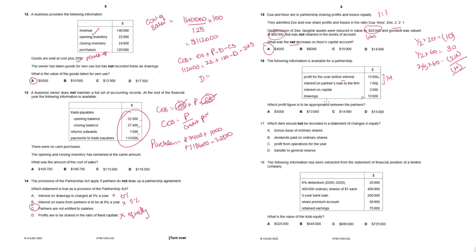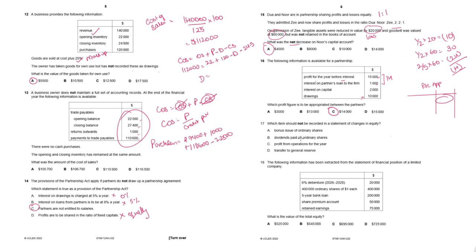So when they ask you which figure is to be appropriated, what they are trying to tell you is that when you prepare your profit and loss appropriation account, which figure will you start your appropriation with? Which figure will you start your distribution between partners with? Obviously before the appropriation adjustments. So it is 14,000, 16C.